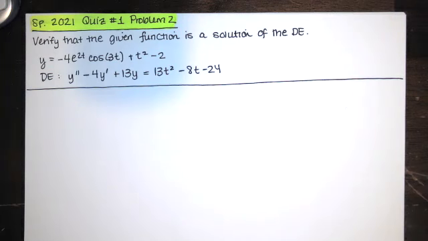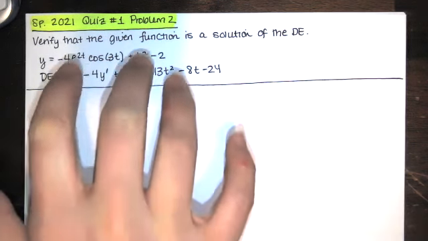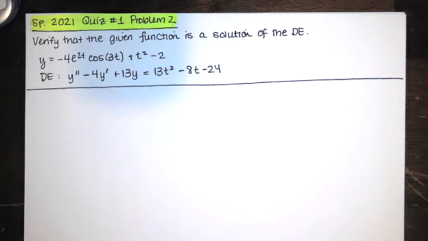In this video, we solve problem number 2 from quiz number 1 from the spring 2021 semester in the elementary differential equations class. We're asked to verify that the given function is a solution of the differential equation. We have this function, we have this differential equation.